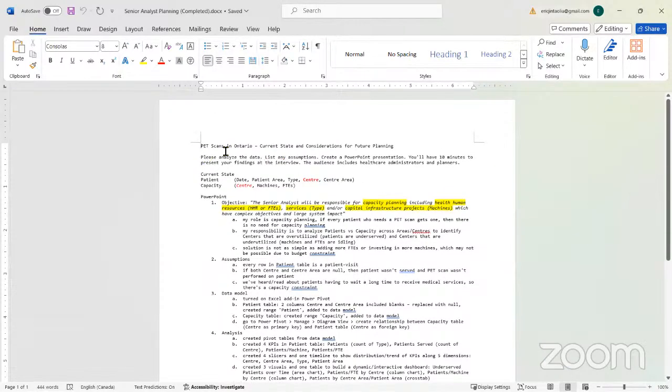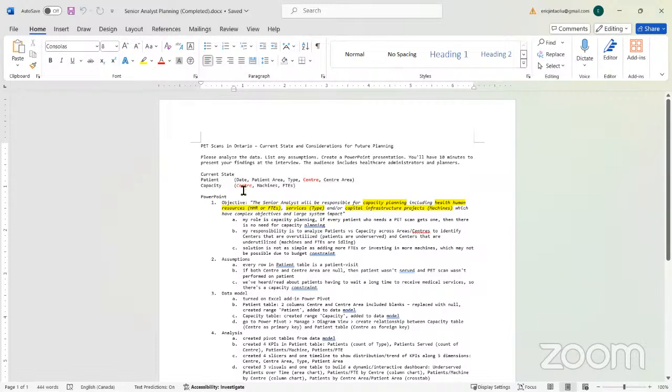Okay, so it's about PET scans in Ontario, the current state and considerations for future planning. They're hiring an analyst, I think, capacity planning. Please analyze the data, list any assumptions, create a PowerPoint presentation. You will have 10 minutes to present your findings at the interview. The audience includes healthcare administrators and planners. So these are all government, so public sector.